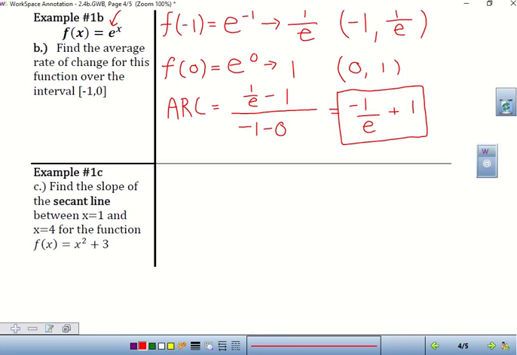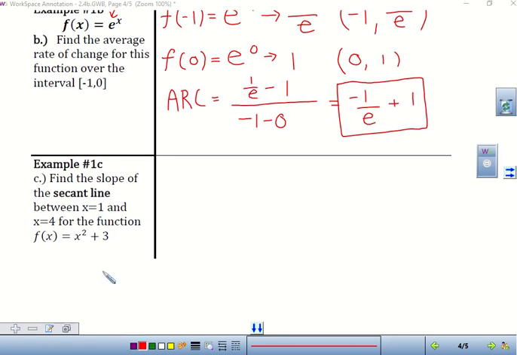All right. So for the next one, find the slope of the secant line between x equals 1 and x equals 4 for the function. So we learned earlier that secant line represents what? A straight line from one point to the other on a curve. Yeah, it basically just represents the average slope or average rate of change on any curve, right? The average slope. So we can calculate it the same way we calculate average rate of change.